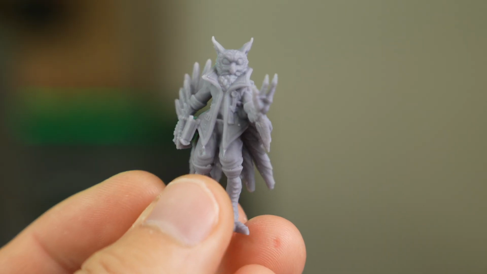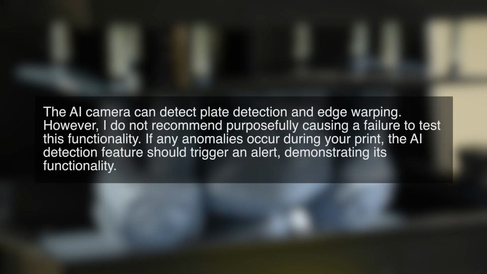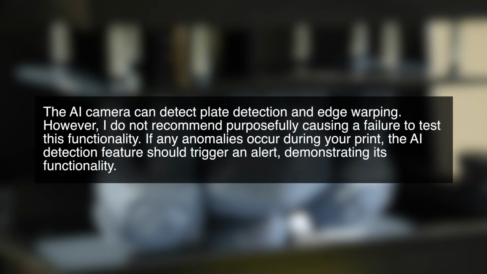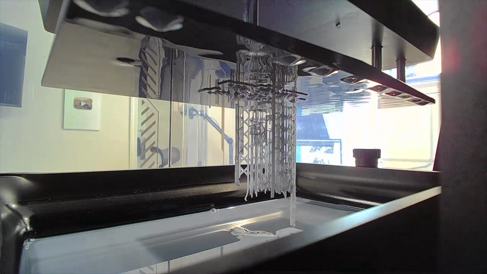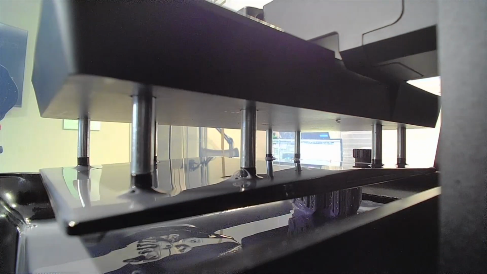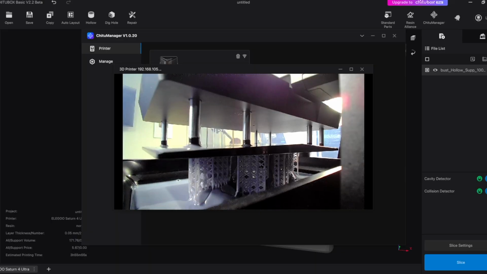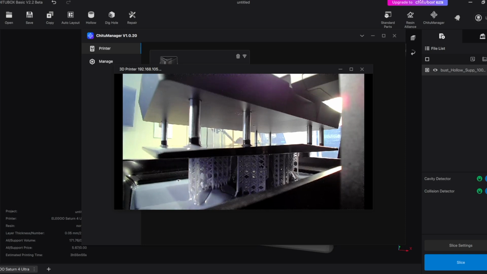When I reached out about the print speed, I also asked about the AI functionality. I was told that the AI camera has plate detection and edge warping detection, and they didn't recommend purposefully causing a crash to test the functionality, but after my robot falling off the supports and another failed print that didn't trigger it, I have my doubts about how well this functionality actually works. For viewing, I like that it's there, but like much of these AI detection claims on FDM printers, it feels a bit like a marketing buzzword more than anything else based on my time with it.